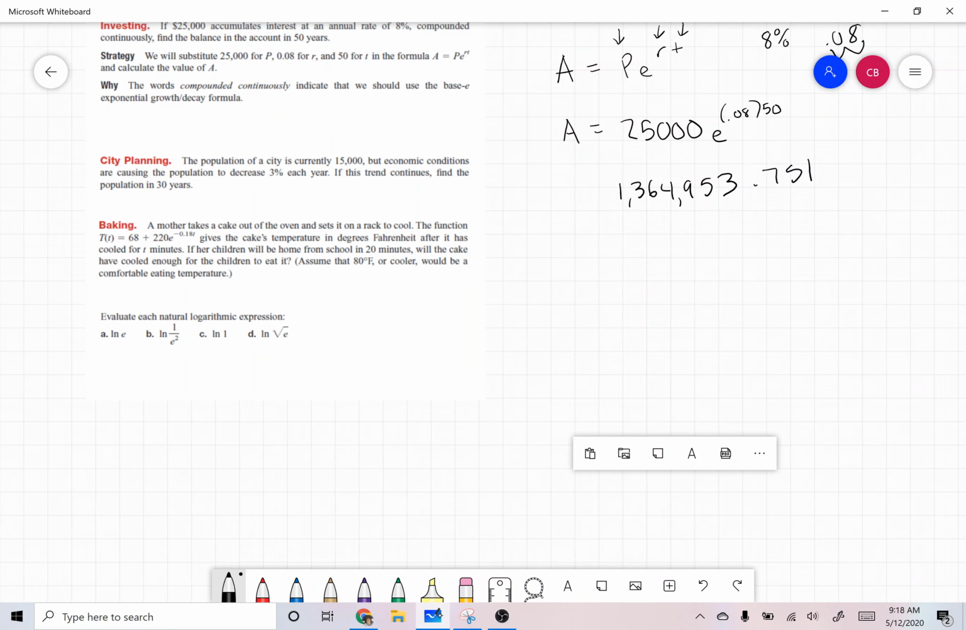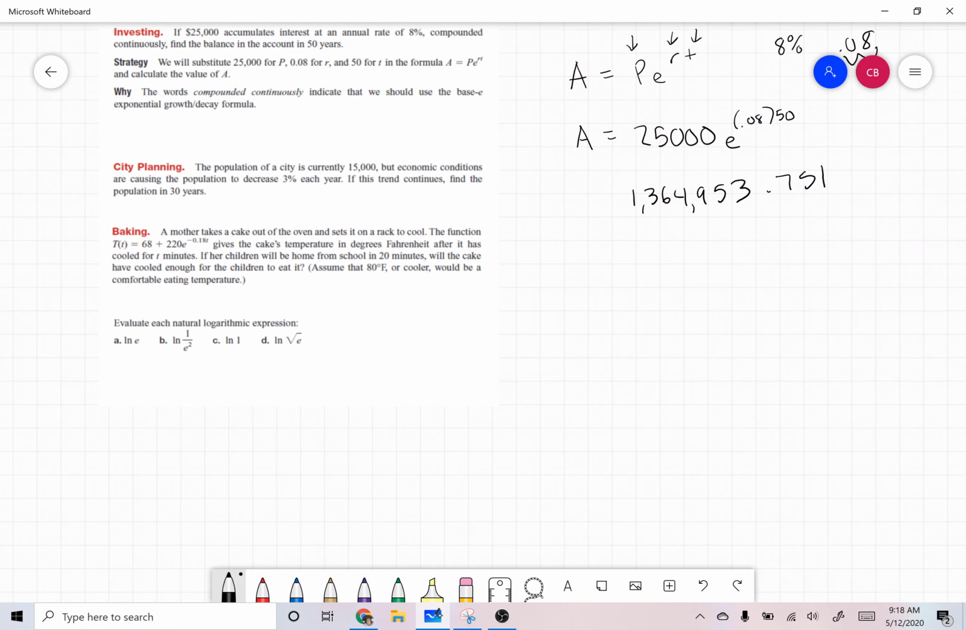So the next one, a city population has 15,000 people, but the economic conditions are causing the population to decrease by 3% each year. If this trend continues, find the population in 30 years. So A equals Pert again. This time the rate is equal to negative 0.03 because it's decreasing. The amount of time, t, is 30. And P is 15,000.